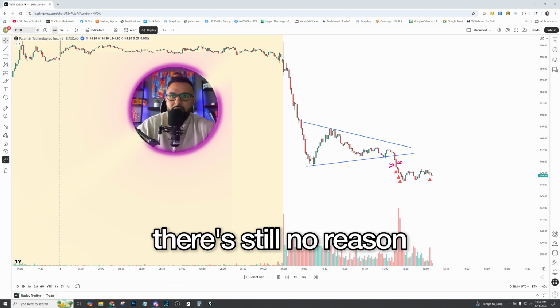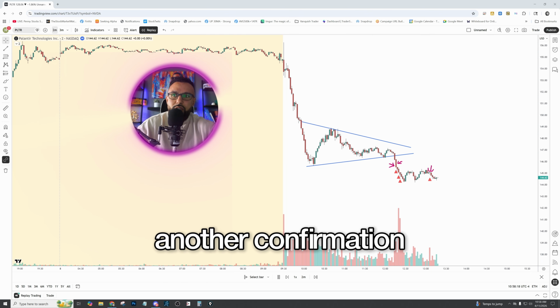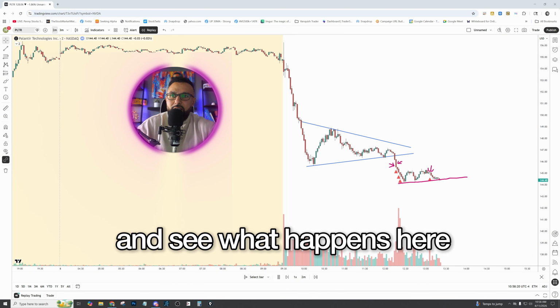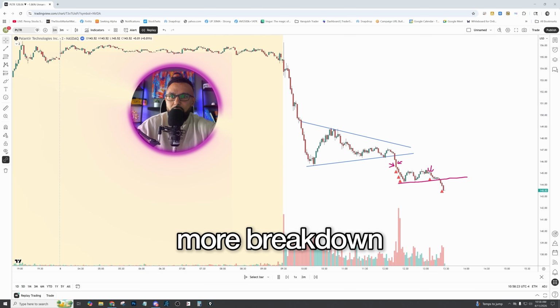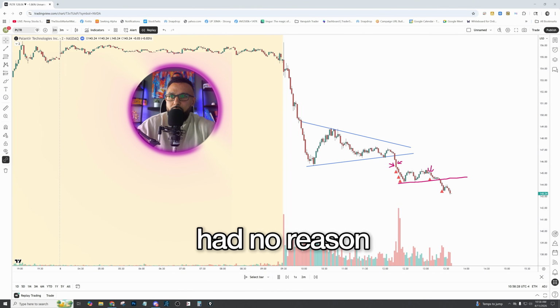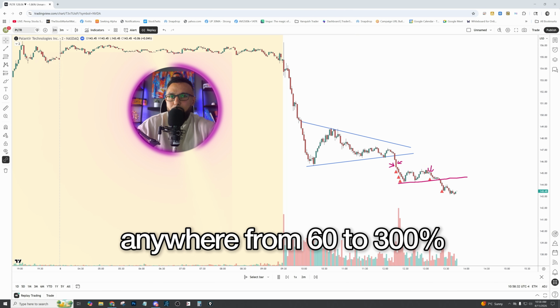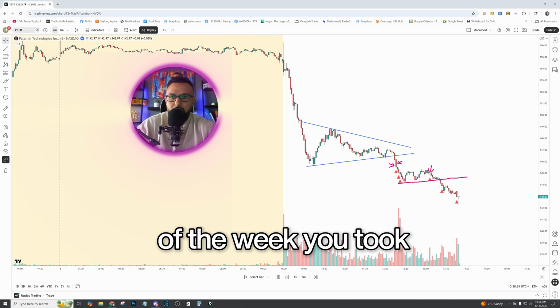There is still no reason to exit this trade, and sell volume is starting to spike again. Again, another confirmation to hold this, and we'll draw a trend line and see what happens here. Boom, more breakdown, more confirmations of volume spiking, okay? This right here had no reason for you to exit, and you're up nearly anywhere from 60 to 300% depending on what day of the week you took these option expires.